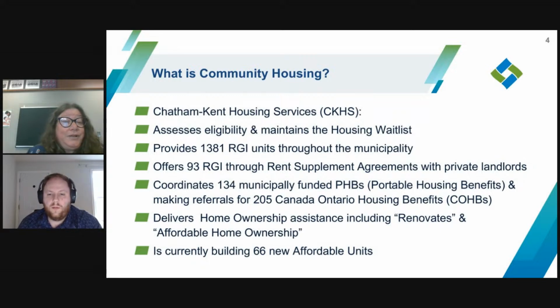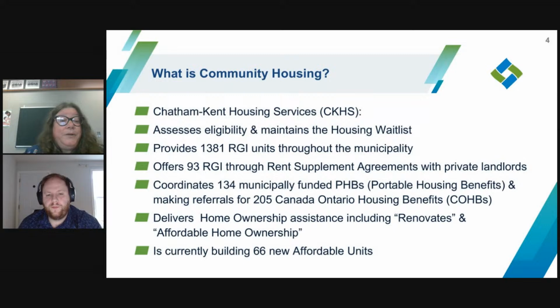We coordinate 134 municipal funded portable housing benefits, and we make referrals for currently 205 Canada-Ontario housing benefits, or COHB, as you may have heard it referred to. We deliver home ownership assistance to help people stay within their homes and be safe and build their equity. These include a Renovates program that helps homeowners make energy efficiency and accessibility improvements to their home, and affordable home ownership, which helps households with a down payment so that they can access a home if they currently are not owners or if they're renters who've been within the municipality for at least 12 months.